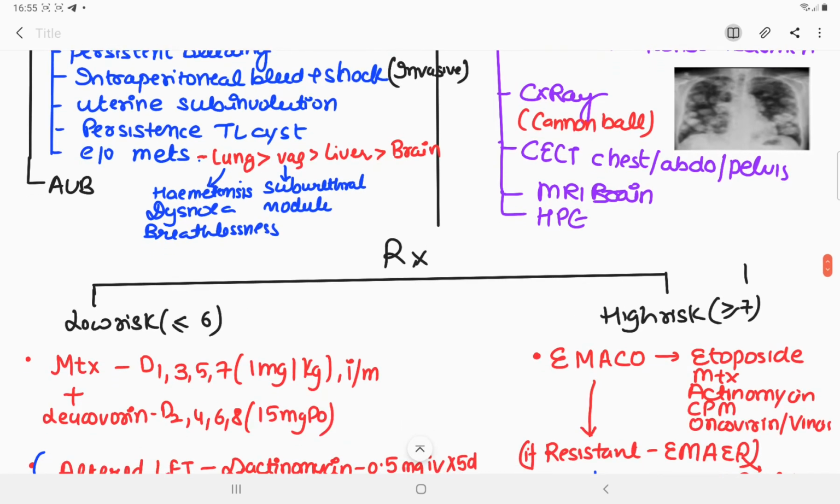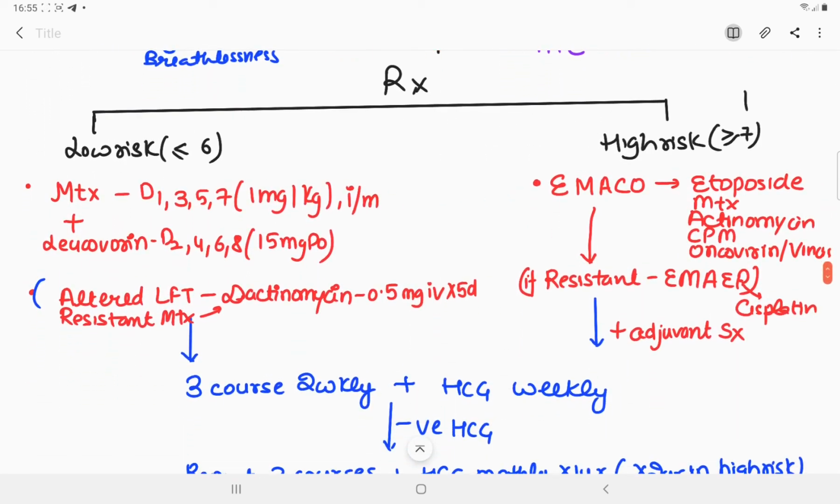Let's discuss the treatment. As you all know, low risk score is equal to or less than 6. In this, methotrexate along with leucovorin, that is folinic acid, is given on alternate days. Methotrexate is given on day 1, 3, 5, 7, 1 mg per kg through the IM route, along with leucovorin on day 2, 4, 6, 8, 50 mg orally. But if there is altered LFT or resistance to methotrexate, then dactinomycin can be given, that is 4.5 mg IV daily for 5 days.